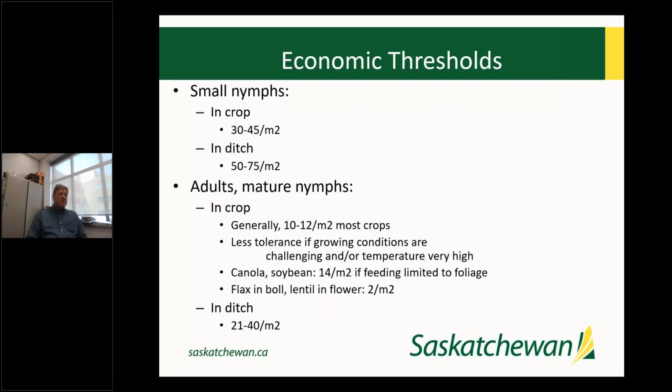So for small nymphs, the economic threshold in crop is 30 to 45 per square meter, and we have certainly seen populations in that range. In the ditch, 50 to 75. Given the conditions this year, I would err on the low side. That is warm, a lot of activity, and with commodity prices being what they are. So yeah, I would err on the side of 30 in crop, 50 in ditch.